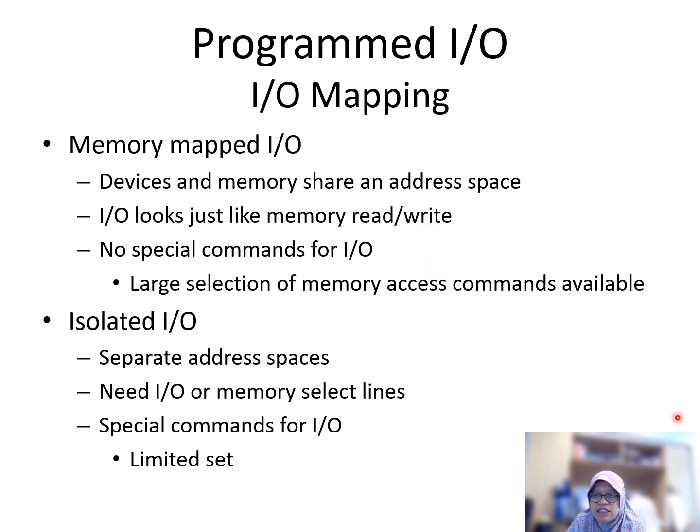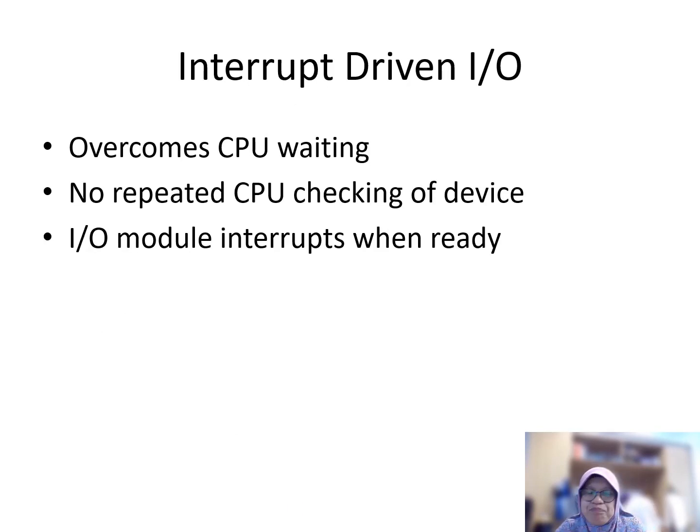Alternatively, the bus may be equipped with memory read and write plus input and output command lines. The command line specifies whether the address refers to a memory location or to an I/O device itself. So they use separate address spaces. In this case, for isolated I/O, they use special commands for the I/O, and to activate it they use a limited set of I/O commands.